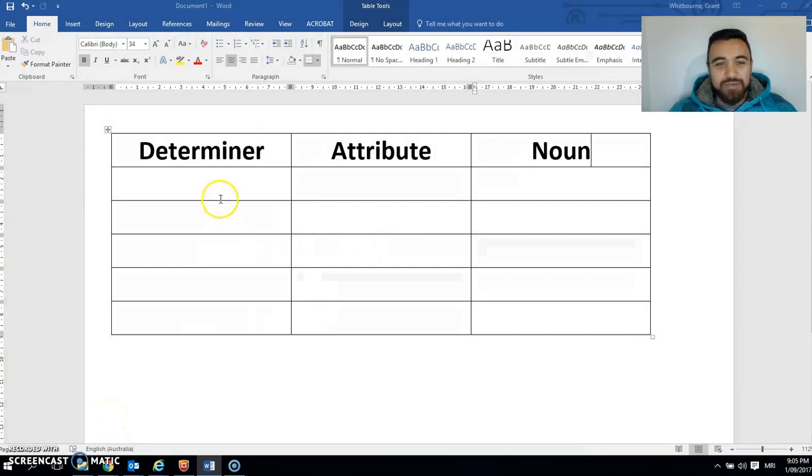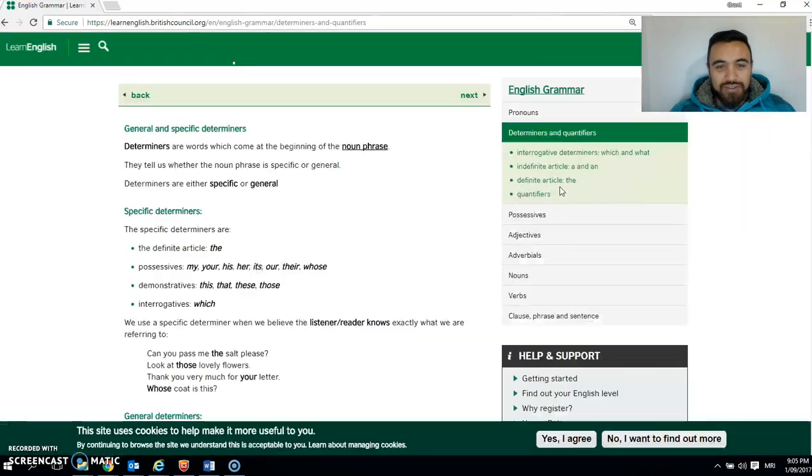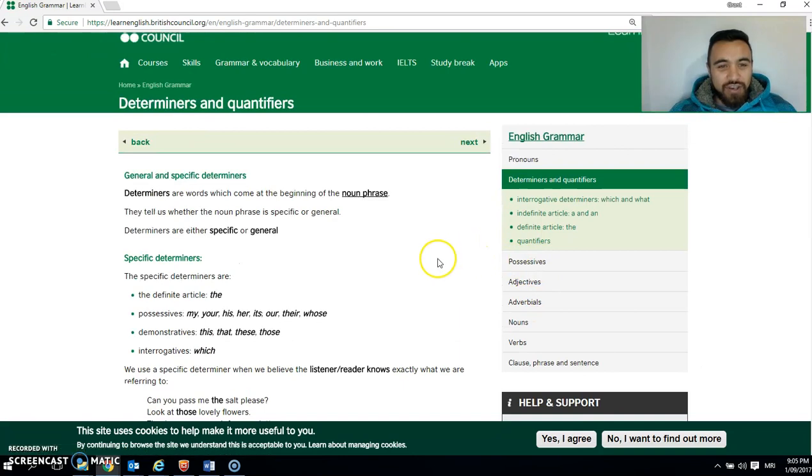So it's a pretty simple sentence structure. We've got a determiner, the attribute, and the noun. So what the hell does that mean? Might be a little bit confusing. So I'll jump across the screen here to what a determiner is. So determiners are words which come at the beginning of the noun phrase. They tell us whether the noun phrase is specific or general.